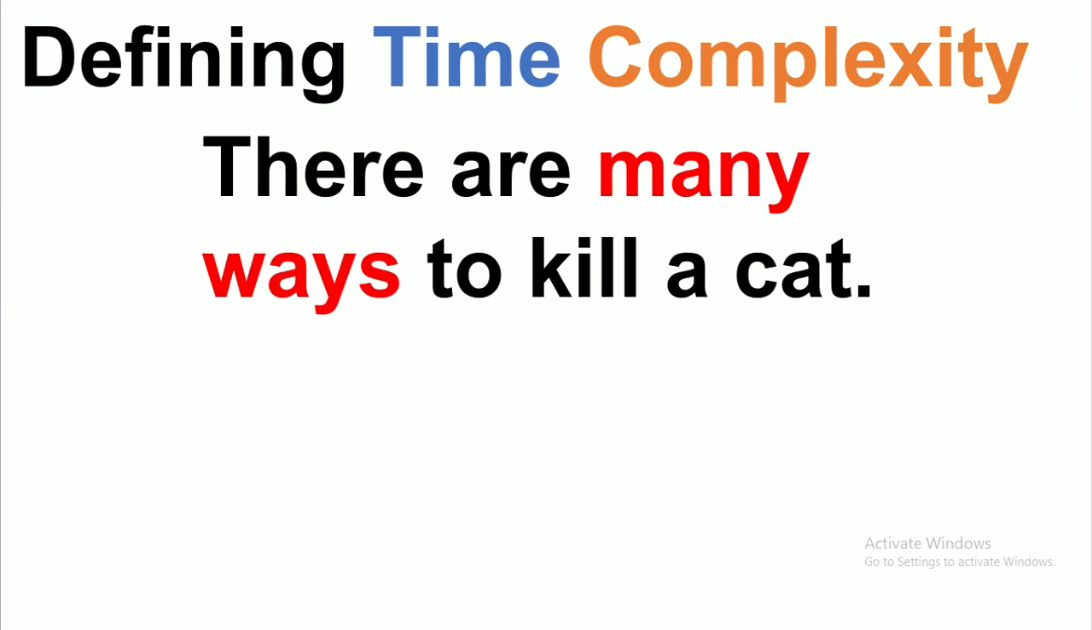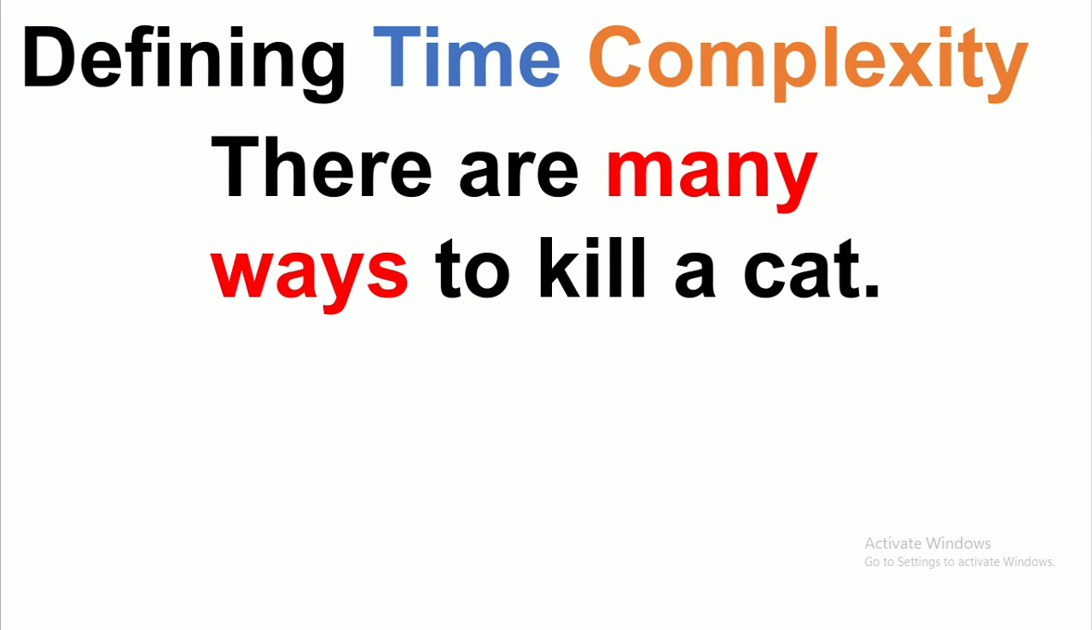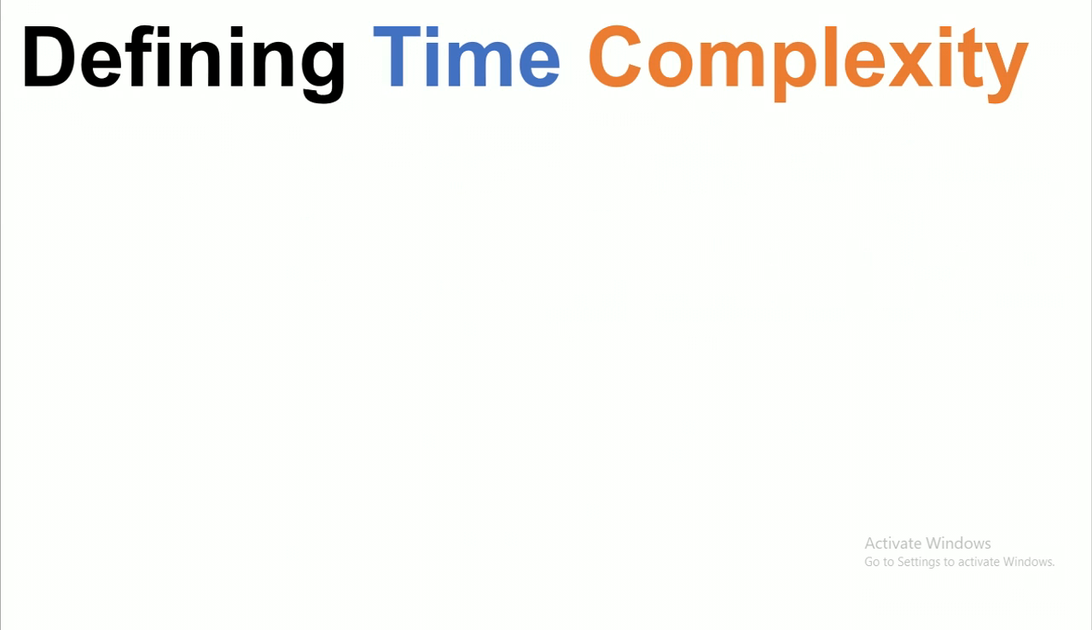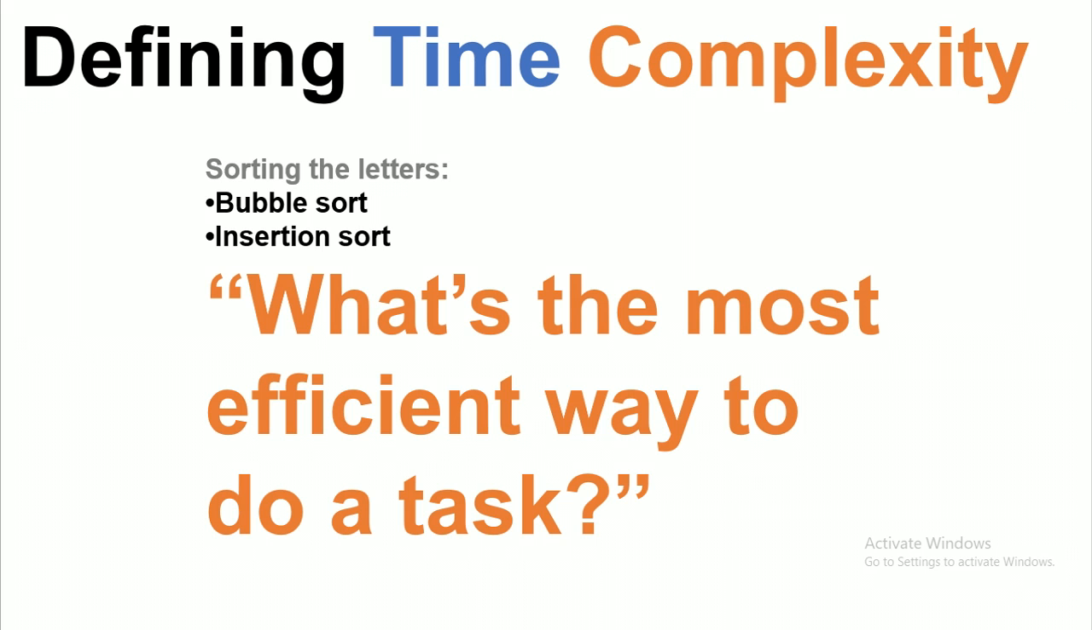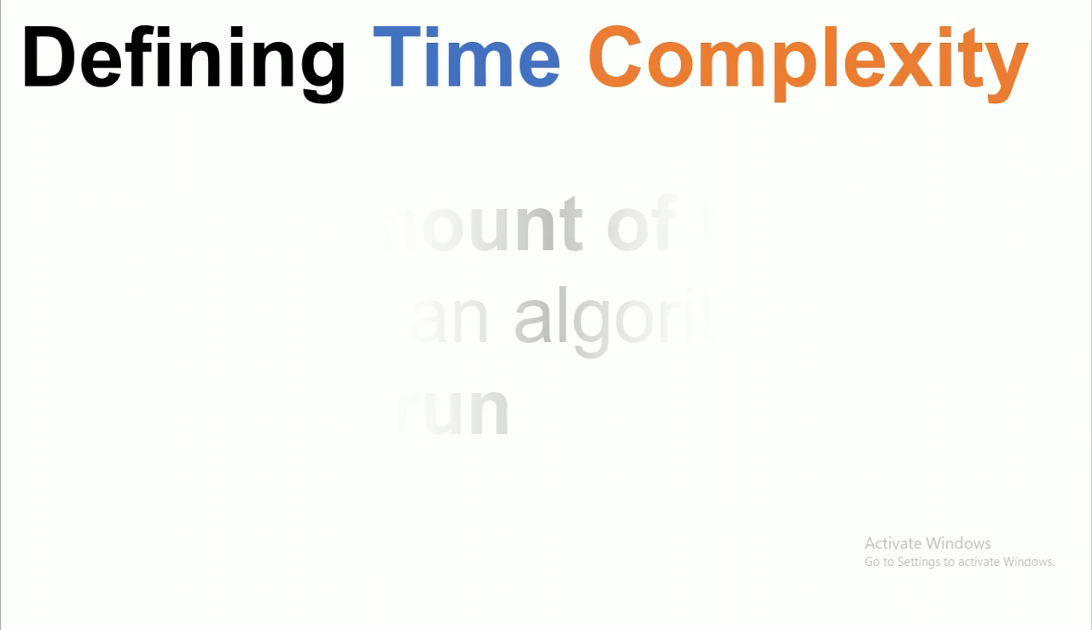As the saying goes, there are many ways to kill a cat, or in the context of computer science, there are many ways to do a task. But which one is the most efficient? What is the most efficient way to kill a cat? Or in other words, what's the most efficient way to do a task? This is where time complexity comes in.